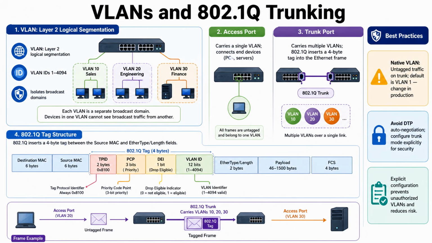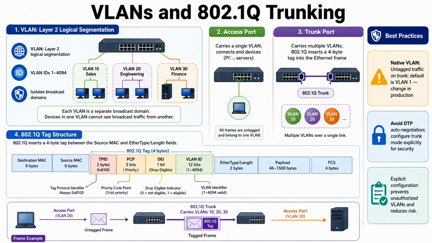They carry traffic for multiple VLANs between switches, or between a switch and a router, or between a switch and a virtualization hypervisor. To keep the VLAN membership straight as frames travel over a trunk, 802.1Q inserts a 4-byte tag directly into the Ethernet frame header between the source MAC address field and the Ethertype field.